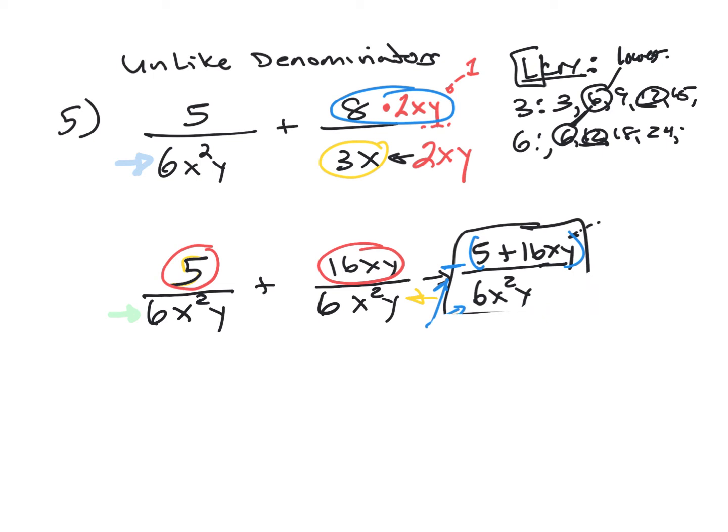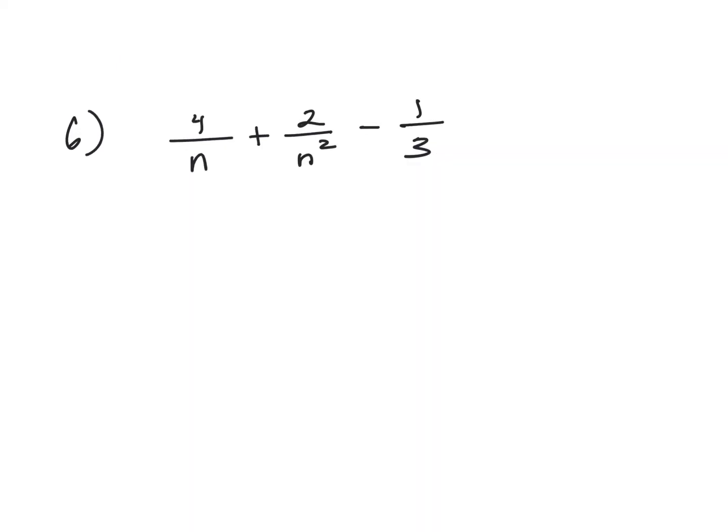Okay, let's try another one. Those ones are the hardest. It just takes practice. Okay, what about this one? So we need a common denominator. So obviously we're going to need a 3 because of this denominator. And both of these have n's. And this one is an n squared. So remember, we have to take the variable that has the highest degree. So this is going to be 3n squared. That is going to be our new denominator.